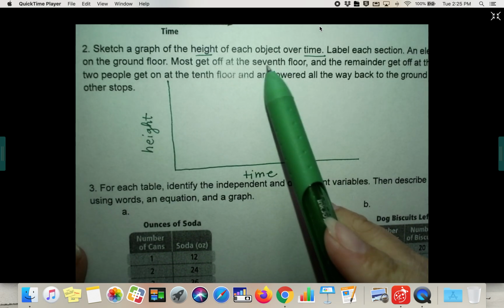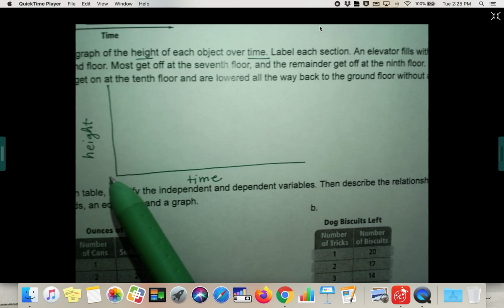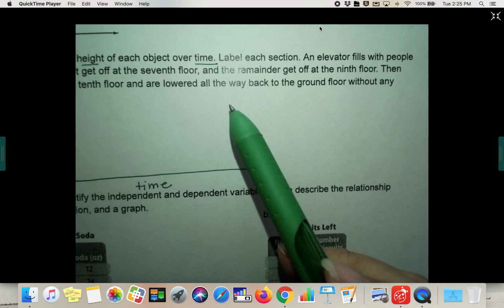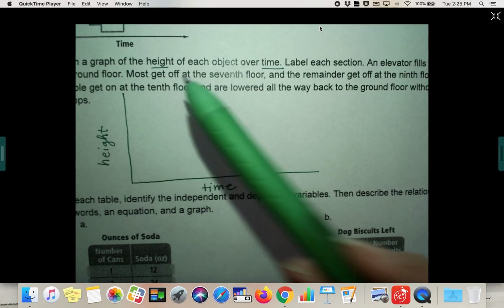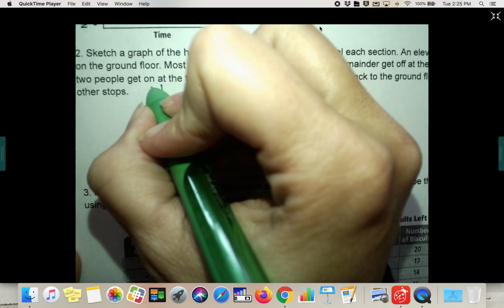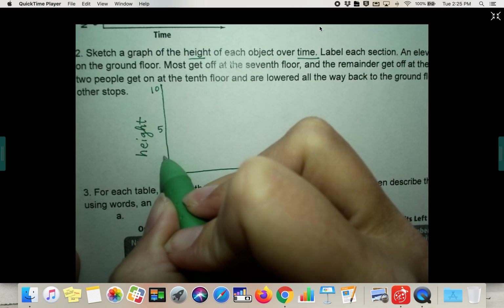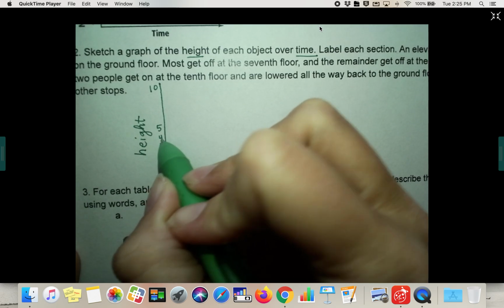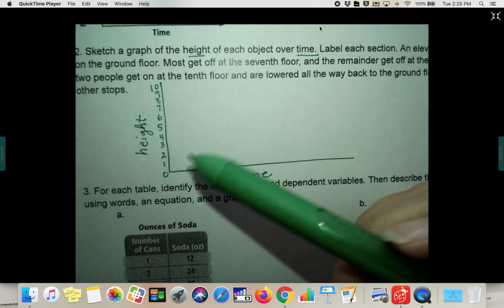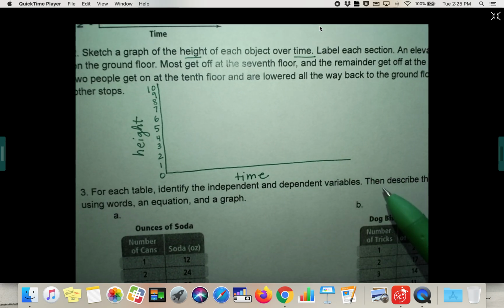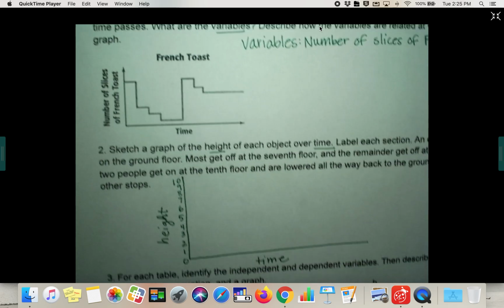Since it gives us specific floor numbers, I'm going to go ahead and number these floors. I think the highest it goes up to is the 10th floor. So I'm going to put like 10 way up here, 5, 0, 1, 2, 3, 4, 6, 7, 8, 9. Okay. And then over time, we don't really know the time, but we're just going to sketch it. It's a rough sketch, kind of like this French toast problem.